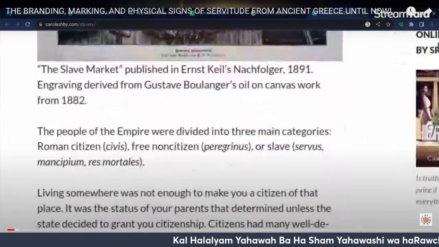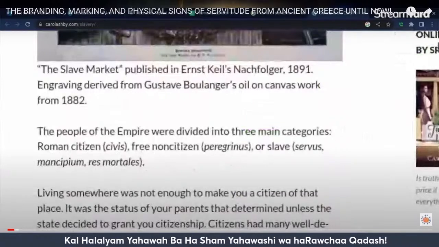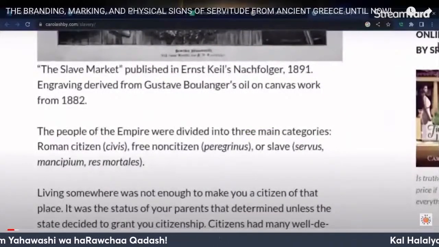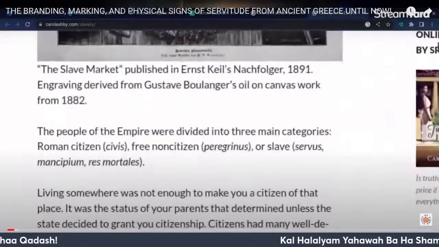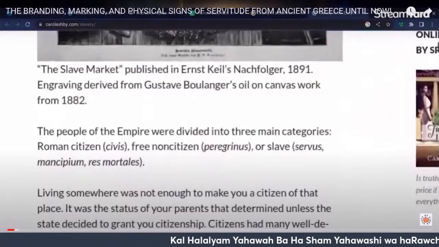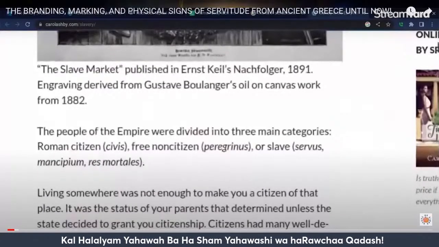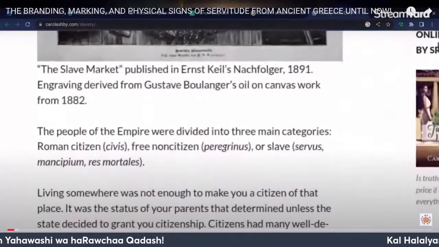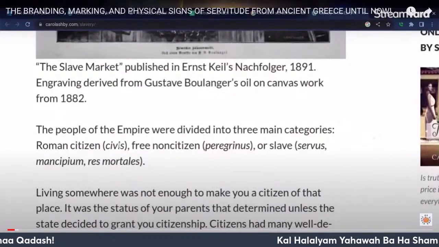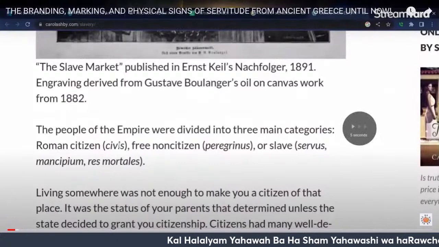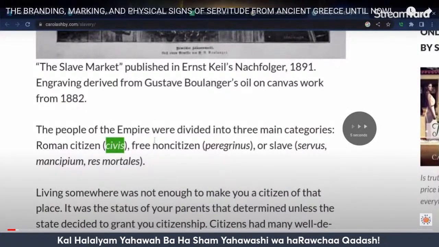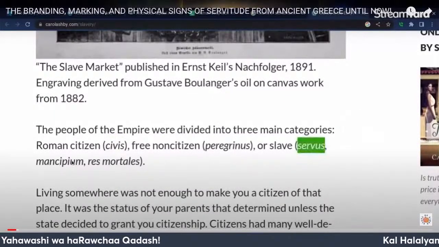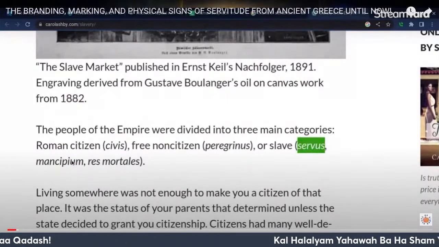The people of the empire were divided into three main categories: Roman citizens, civis; free non-citizens, peregrinus; or slave, servus, mancipium, res mortalis. So you got three classifications of people back in ancient Rome: Roman citizens, free non-citizens, and slaves. It says living somewhere was not enough to make you a citizen of that place. It was the status of your parents that determined it, unless the state decided to grant you citizenship. So this is where you get the word civic, or civil, from, being an actual citizen. And servus is the Latin word for a slave, to serve, obviously.